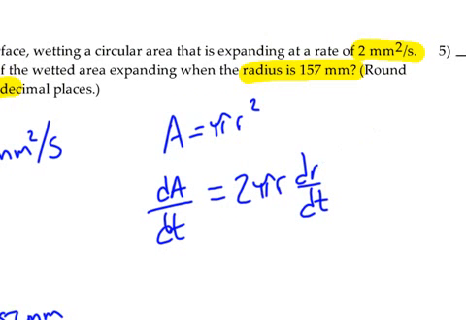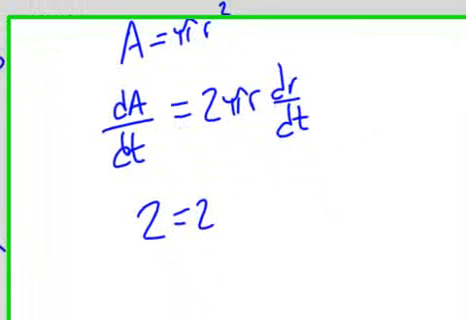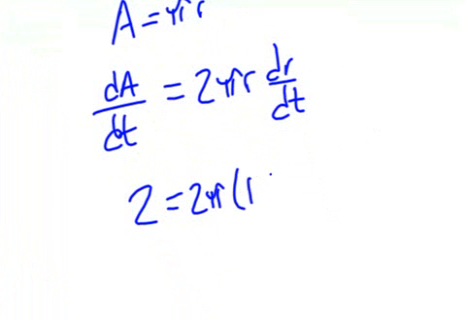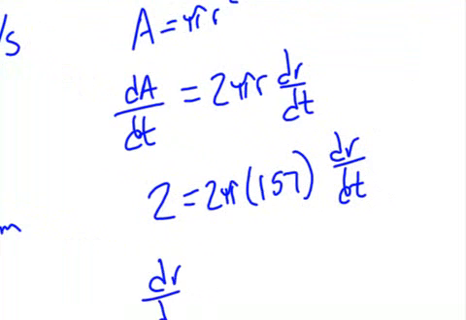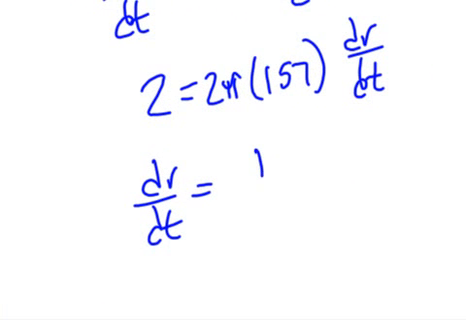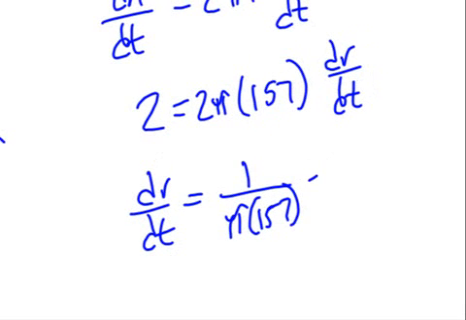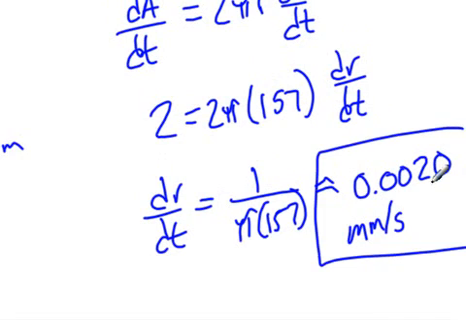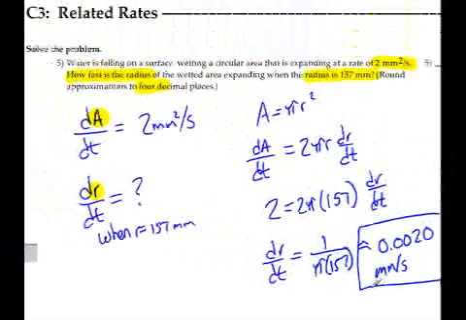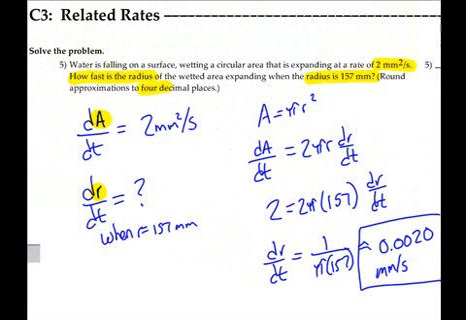So let's replace what we can. dA/dt is 2, equals 2 pi times r at that instant, which is 157, and dr/dt is what we're trying to solve for. If we go a little bit here, we can say that dr/dt would equal 2 divided by 2, which is 1, also divided by pi times 157. If we put this in a calculator, we get approximately 0.0020 millimeters per second. So that's our solution. 0.0020 millimeters per second. Doesn't seem very fast, but it kind of makes sense.